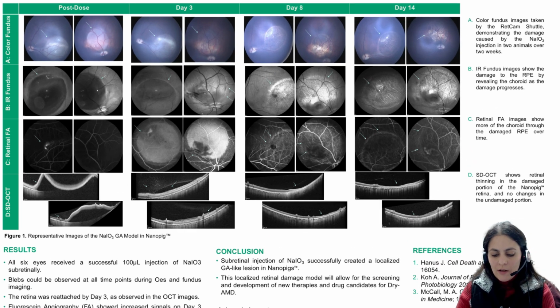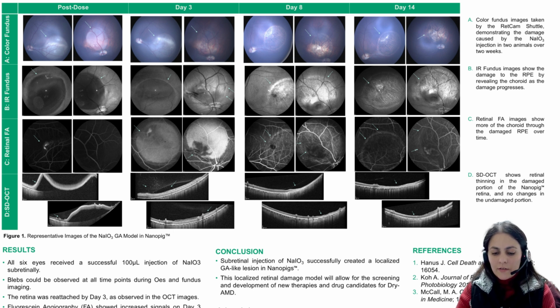So you can see in the images right above those, the creation of the damage, or the bleb, that will develop a damage later on day 3, 8, and 14, that can be seen by the atrophy of the retina in the OCT. You can also see the damage well on the retinal FA, and in the IR fundus, where the area that was damaged has a line or a more reflective view on the image.